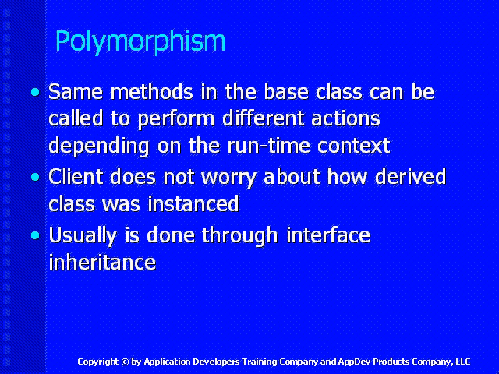Something that is related to inheritance but is not exactly the same is polymorphism. Polymorphism allows us to take a base class, derive another class, but then have the methods from that base class actually do something completely different. So the same methods in our base class can be called to perform different actions depending on some things we do within the runtime. The client doesn't have to worry about how this derived class was instanced or even that it's being extended in this unique way. Often, polymorphism is done through interface inheritance.